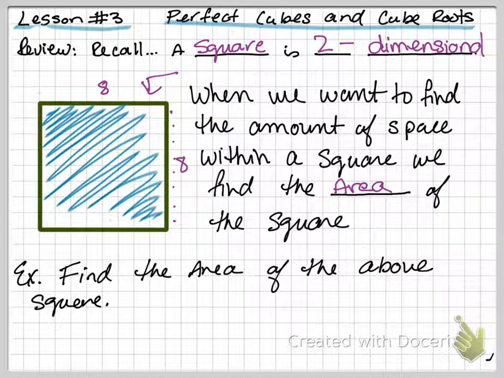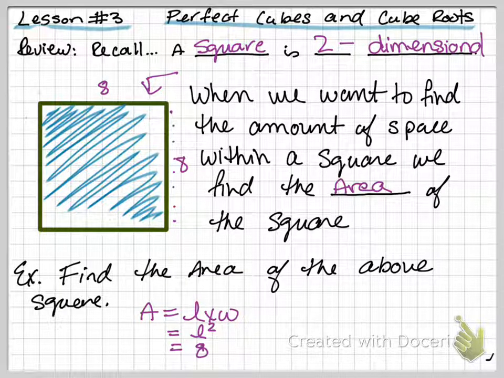So if I want to find the area, remember area is equal to length times width. And because it's a square, the sides are the same, so really it's length squared. In this case, one of my side lengths is 8, so it would be 8 squared. Now remember, when we're squaring a number, we're taking that number and multiplying it by itself. So I would have 8 times 8, which would equal 64 units squared. Good work.